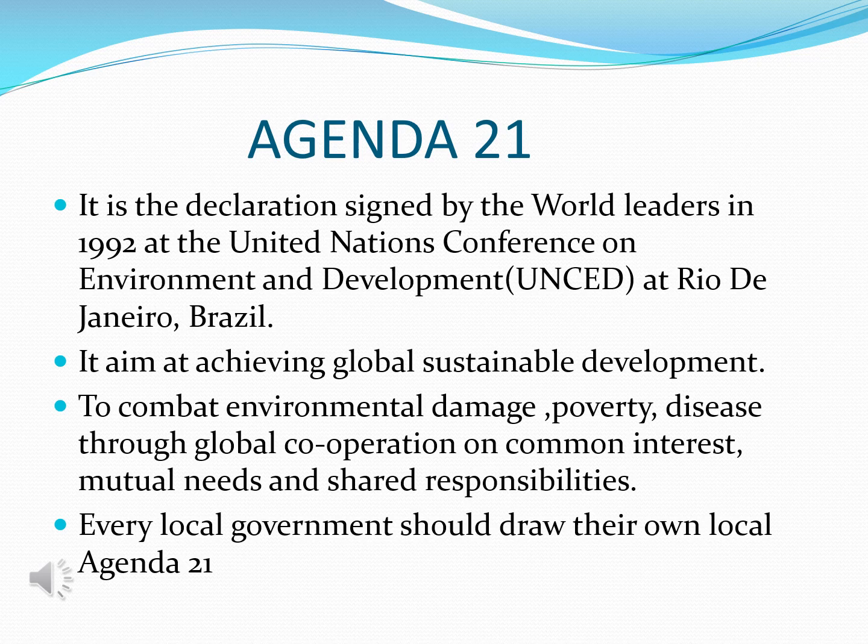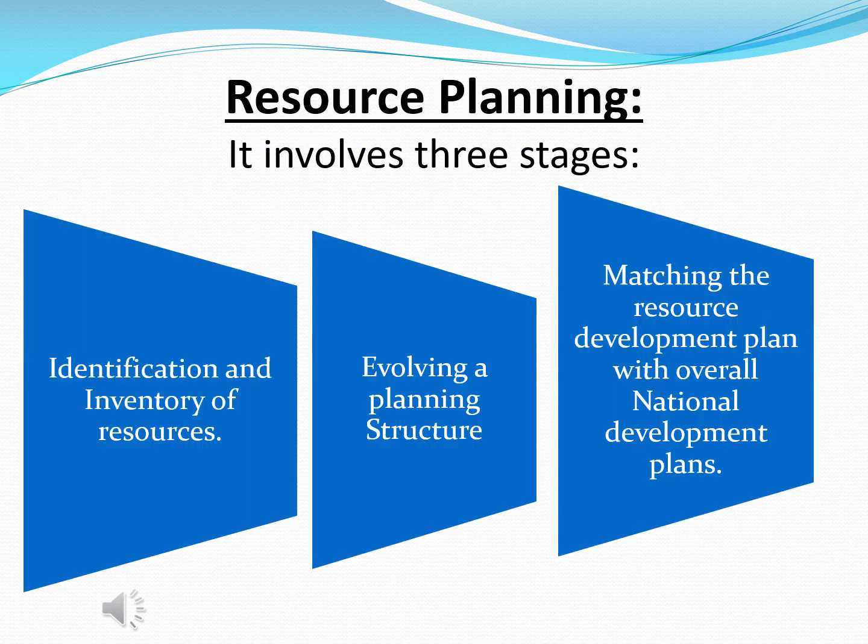One of the main objectives of the Agenda 21 is that every local government should draw its own local Agenda 21. Let us see what is resource planning. Resource planning is a complex process which involves the three stages which you can see on the screen. The first stage is identification and inventory of resources across the regions of the country. This involves surveying, mapping, and qualitative and quantitative estimation and measurement of the resources.